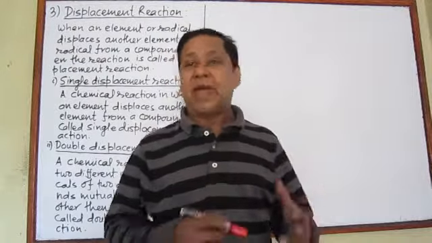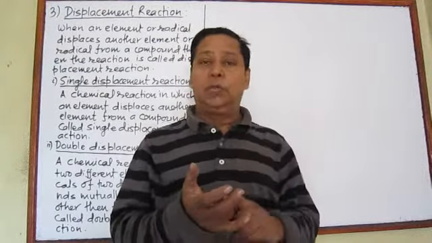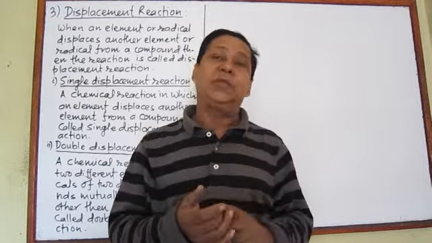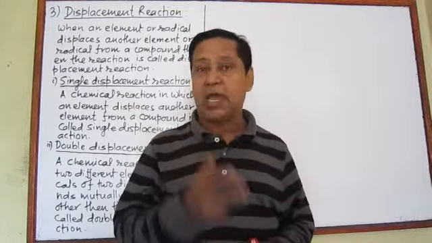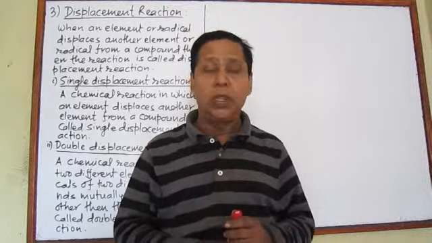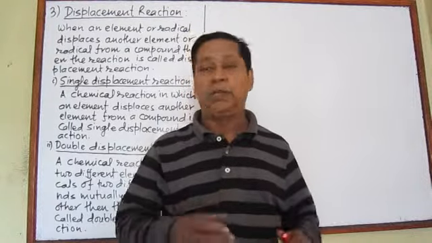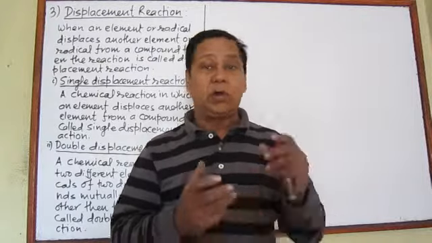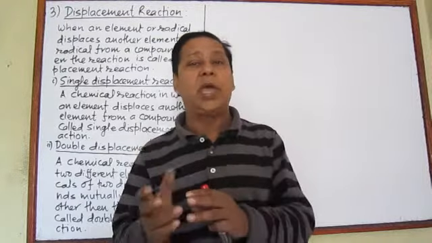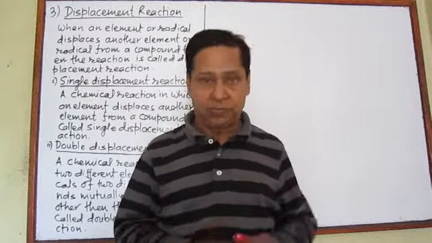Out of four basic types of chemical reaction, they are combination reaction, decomposition reaction, displacement reaction and acid-base reaction. Now I am going to present you the third type, that is displacement reaction. It is further divided into single displacement and double displacement. But what is displacement reaction? When an element or radical displaces another element or radical from a compound, then the reaction is called displacement reaction.